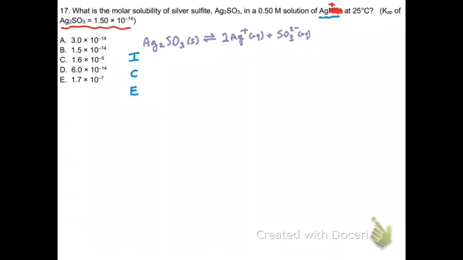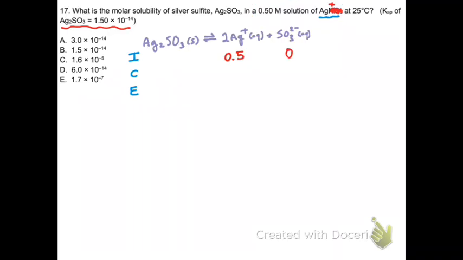So what we're going to do is a regular ICE table, but we're going to plug in 0.5 molar for our Ag+ concentration. And note that in our reaction, this is splitting apart into 2 silver pluses. But that stoichiometry doesn't matter here because this is coming from an independent source of silver. So all we're going to do is take the silver from this common ion solution and plug it in for our initial line. After that, the rest of this is going to be just like any old ICE table problem.